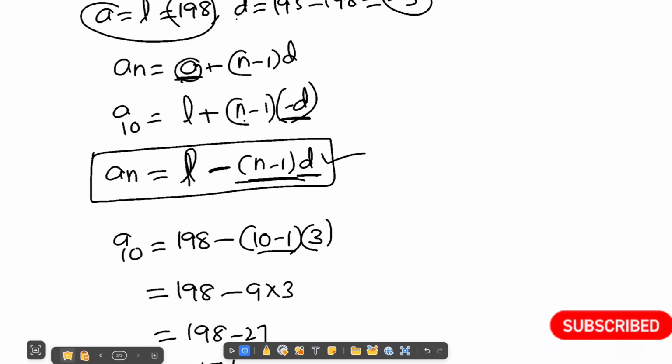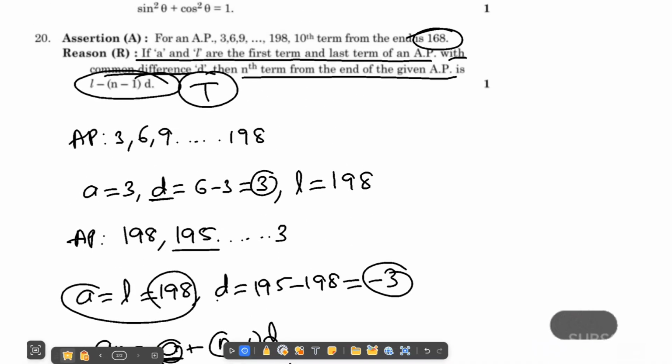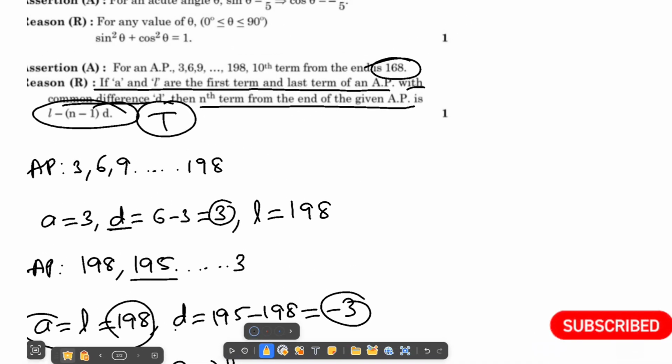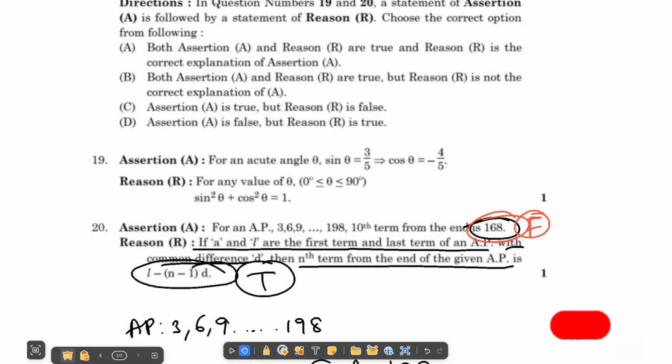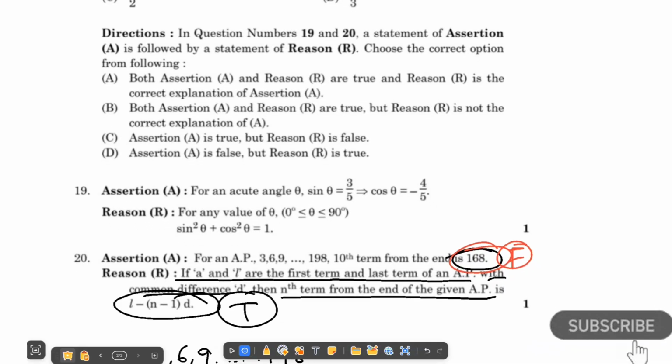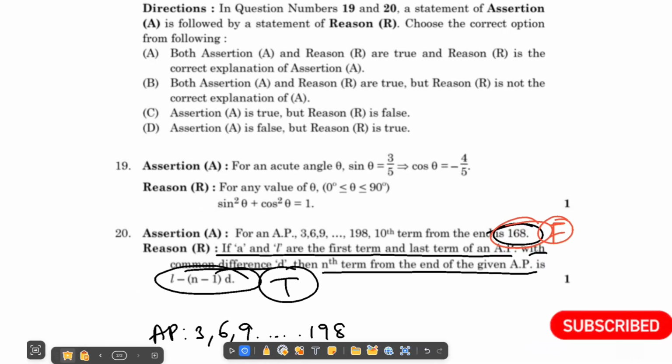Let's check whether this is true or false. Here it is given that the 10th term is 168, but we got 171. It is false, so this assertion is false. Which option do we have to choose? The assertion is false but the reason is true, which means option D we have to choose.